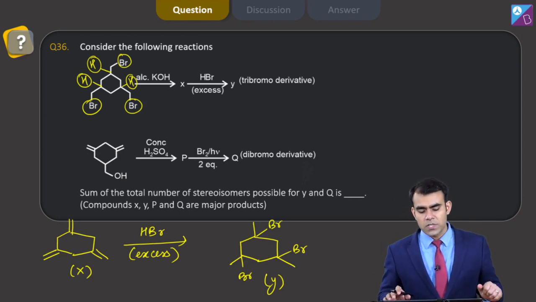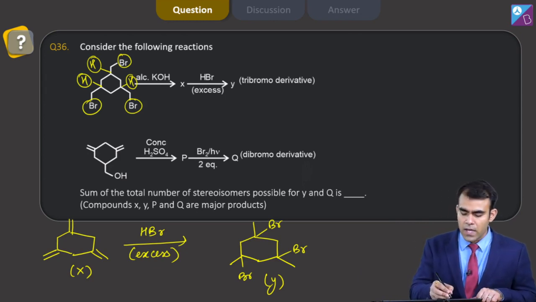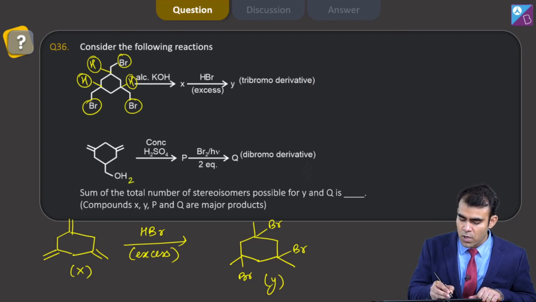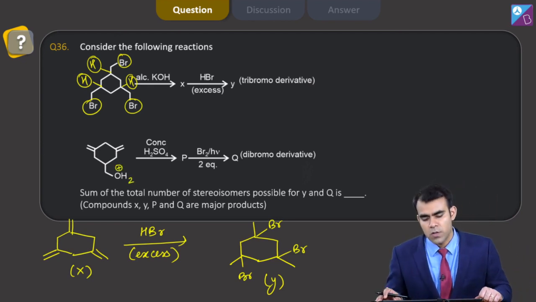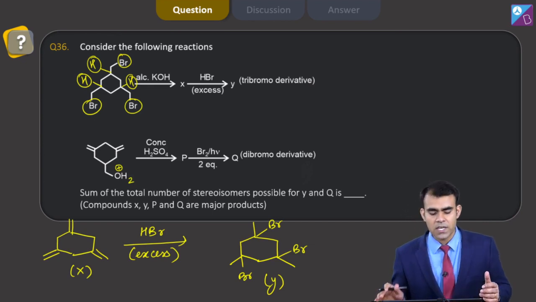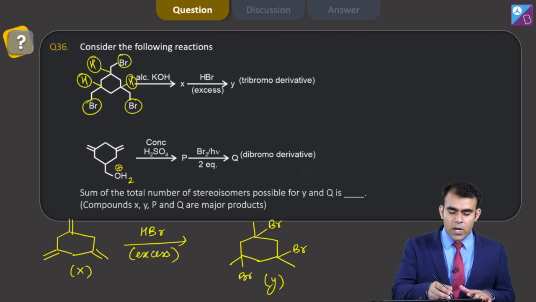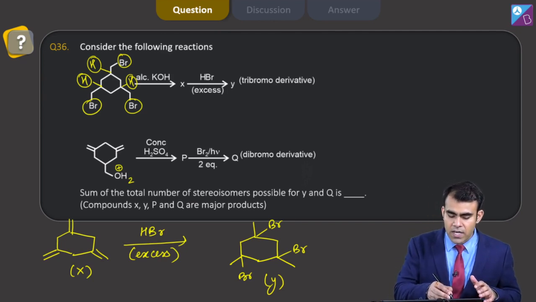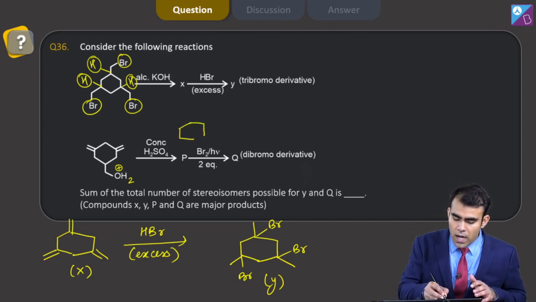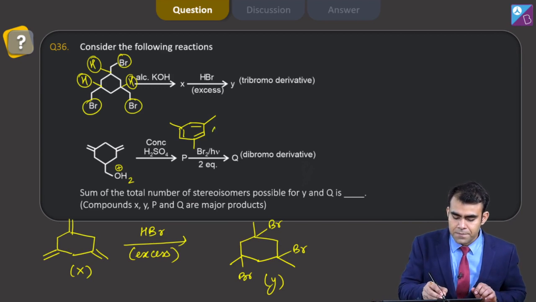After that, now the second compound reacts with concentrated H2SO4. Now concentrated H2SO4 when it reacts with this forms OH2 plus, which is a very good leaving group. It leaves, carbocation is formed, it rearranges to a 3-degree position. Similarly, these alkenes also take H plus from H2SO4 and they also undergo elimination, and finally to attain aromaticity we will get a compound like this. Now this is my P.